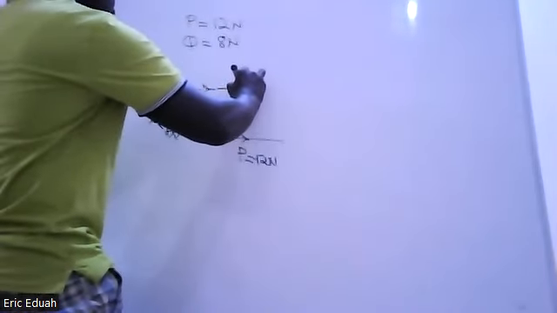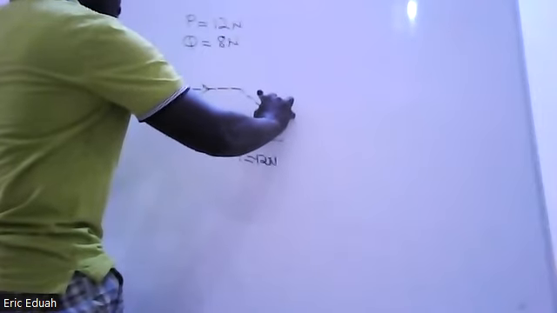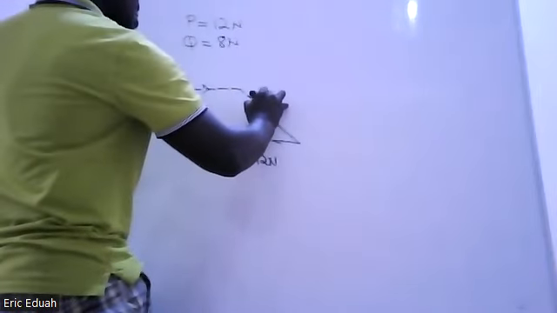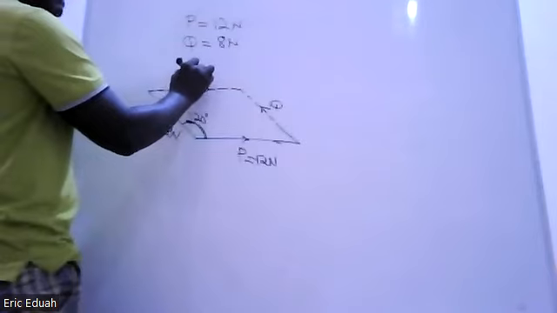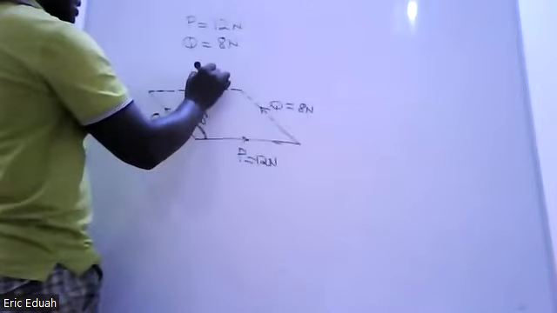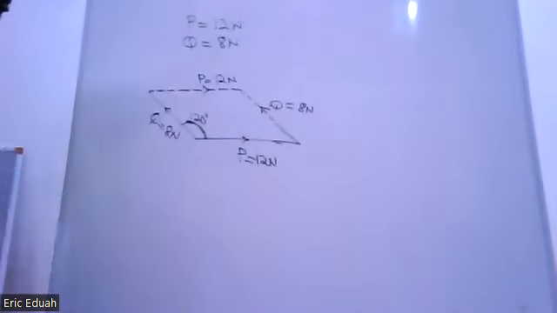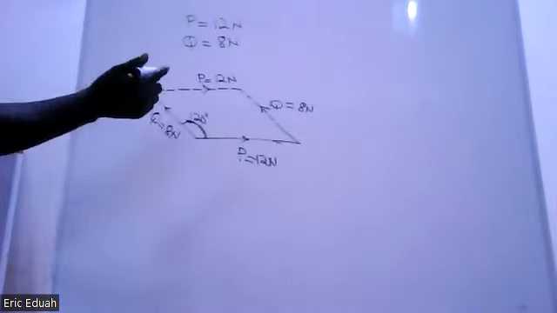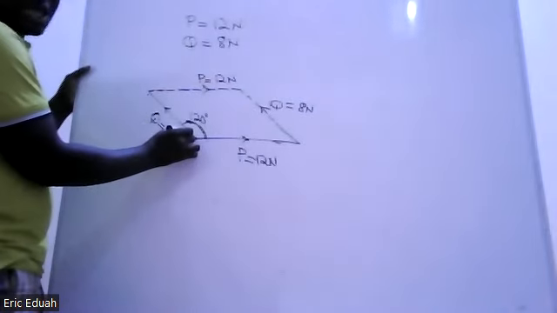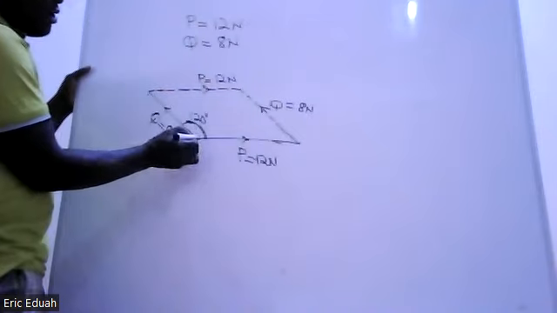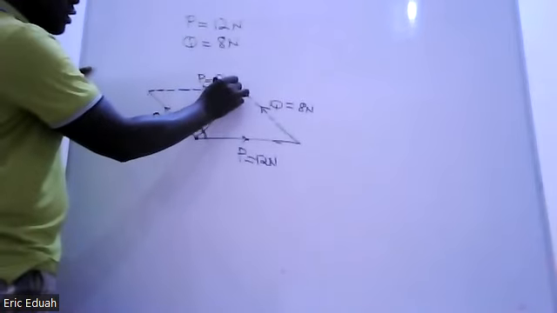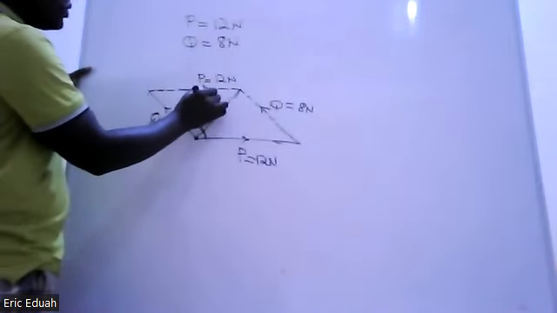They must be parallel. So this is also Q, this is P, 8 Newton, and this is 12 Newton. By doing that, I have a parallelogram. And look at the arrows. This is going here, this is going here, this is going here. So the resultant will be drawn as a vector from the tail of Q to the head of P. This will be the direction of the resultant R.